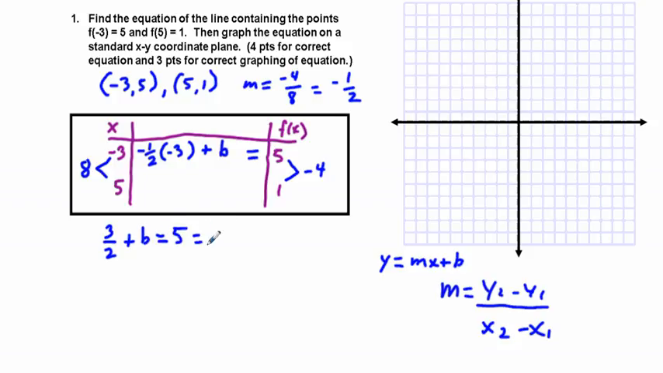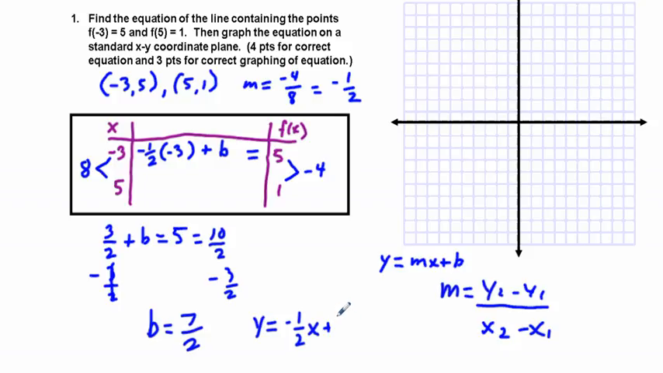And how many halves do we have in 5? Well, we have 10 halves. So if we subtract 3 halves from both sides of this equation, we have b is equal to 7 halves. So our equation in slope-intercept form is going to be y equals -1/2 x plus 7 halves, which is 3.5.